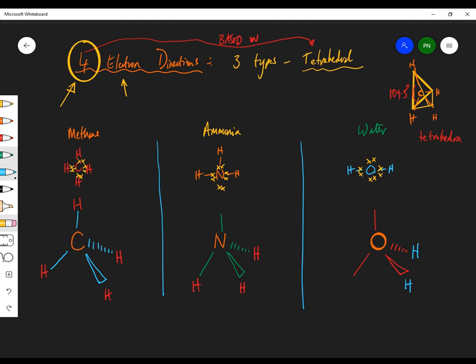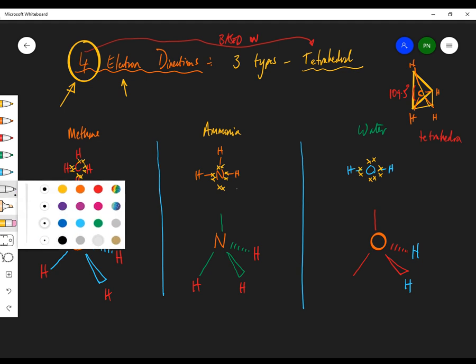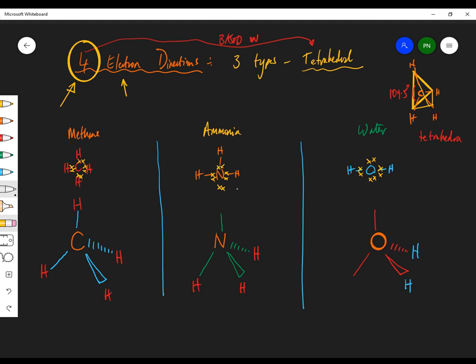Why do they form tetrahedra? They form tetrahedra because they have 4 electron directions. Now, it's not easily seen in ammonia or water, is it? But the other 2 electron directions are taken up with lone pairs. Okay, so there you go. That's the form of all of them, and they are all based on tetrahedral shape.